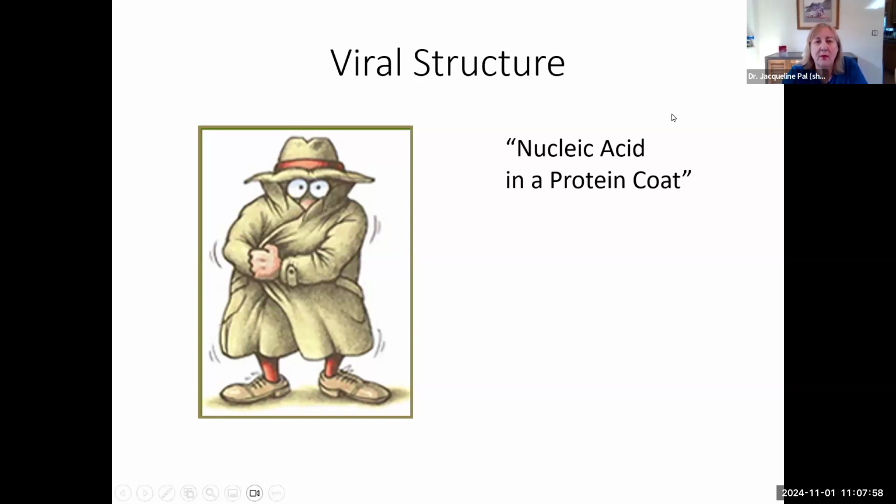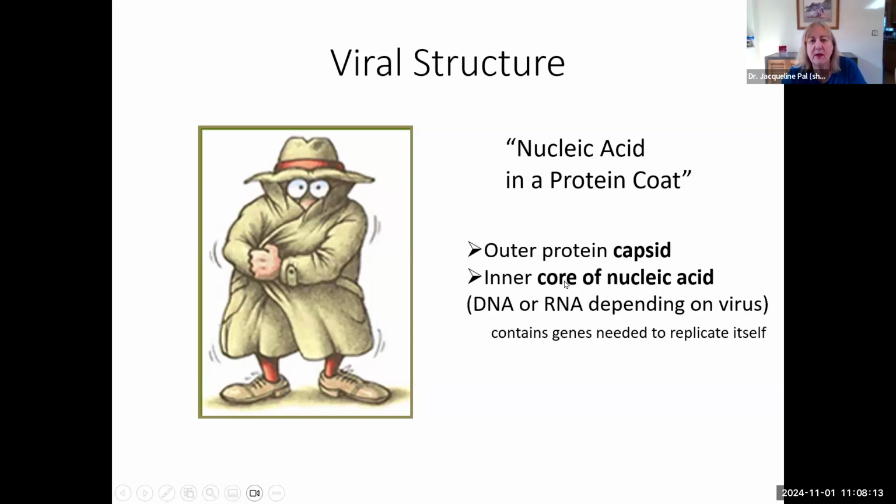So what I mean by nucleic acid inside a protein coat is a virus must have a protein, what we call a capsid. This is the coat. Inside that outer capsid, there is going to be an inner core, which is a nucleic acid. Depending on the virus, it can be DNA or it can be an RNA virus. And this DNA or RNA contains the genes that the virus needs to replicate itself. If it's a DNA virus, then the DNA can actually go into your host cell's DNA. And now it has the genes to replicate itself.